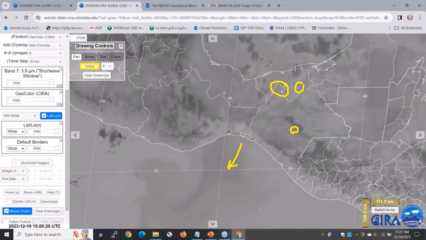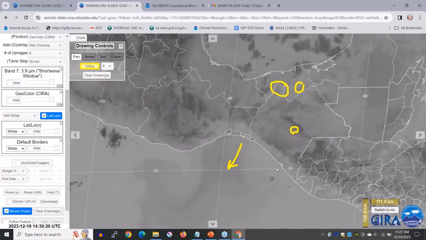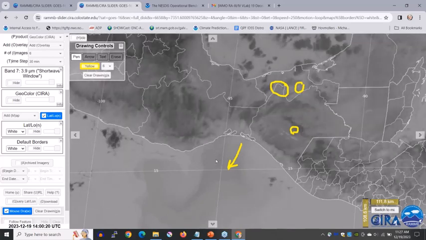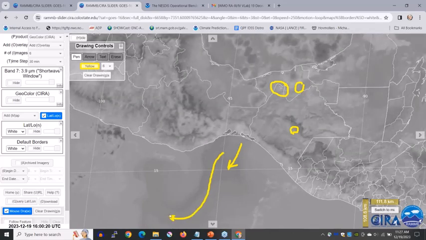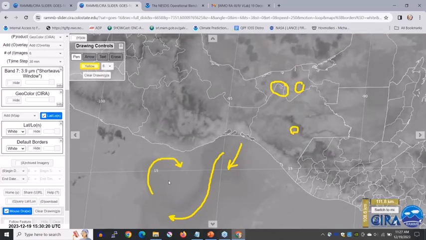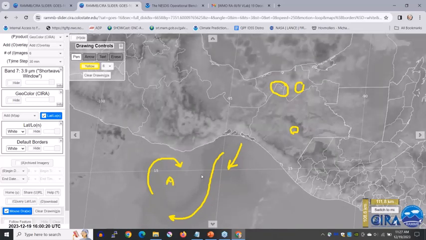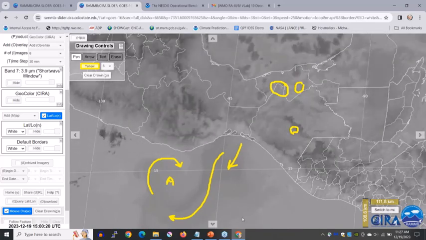Son focos cálidos. What you can see, Bernie, really well, at least on this product, I'm sure you can see much better in others, is the upwelling generated by the Tehuantepec jet, which has been very active. And you can also see this anticyclonic rotor that usually forms out of Oaxaca. It's pretty neat.